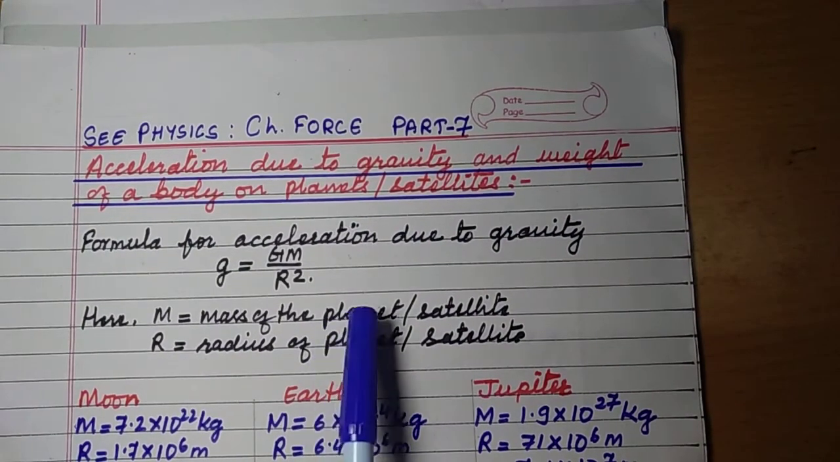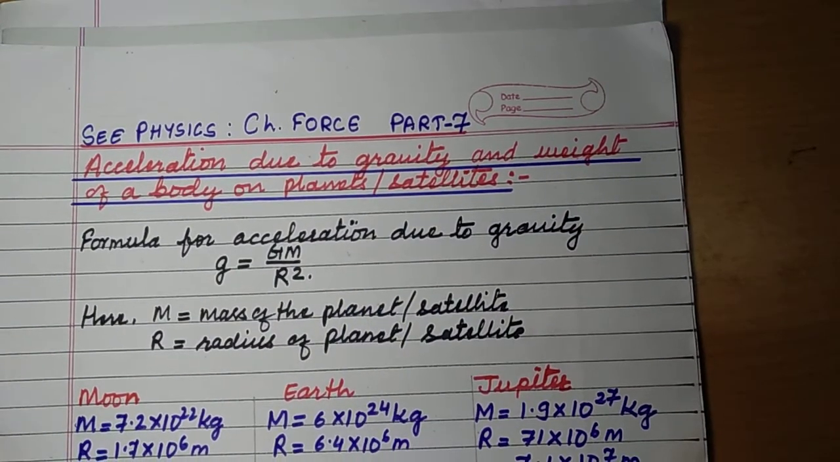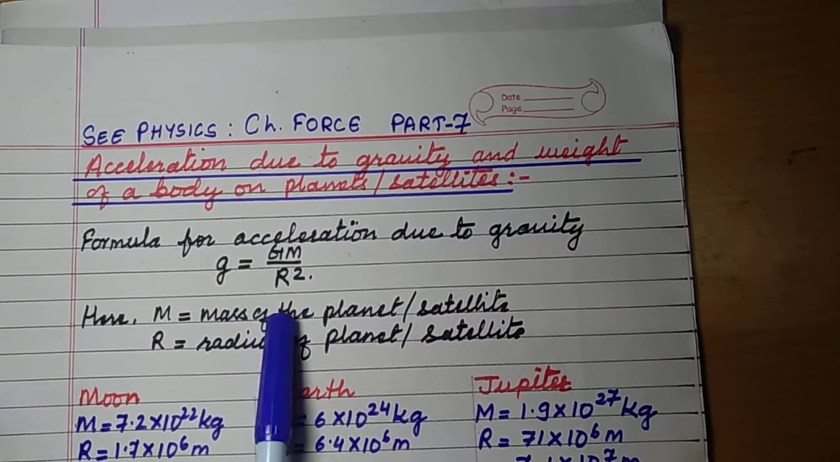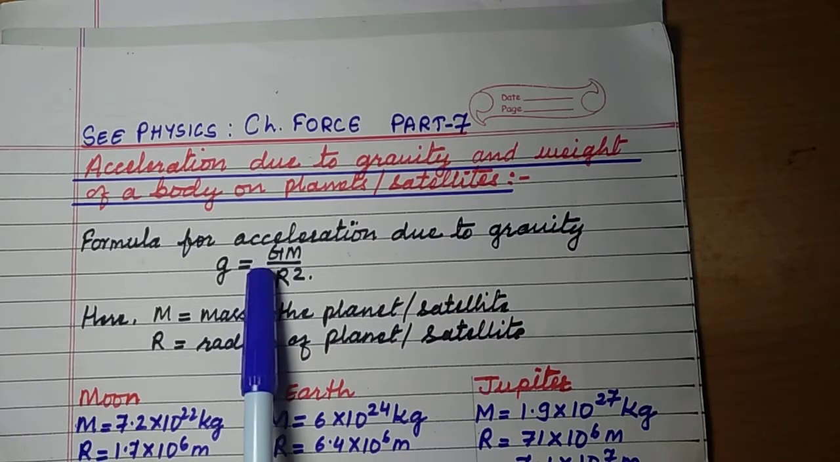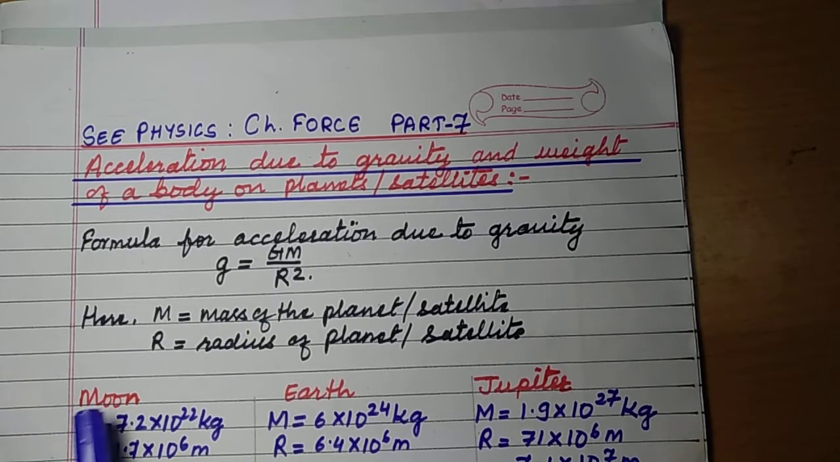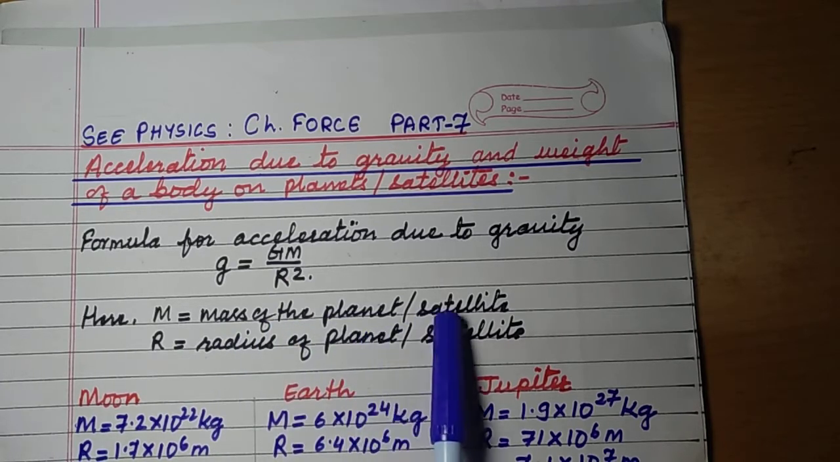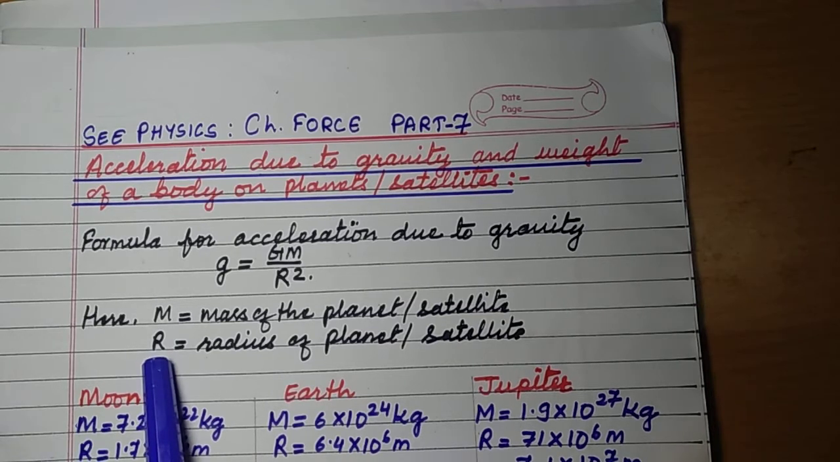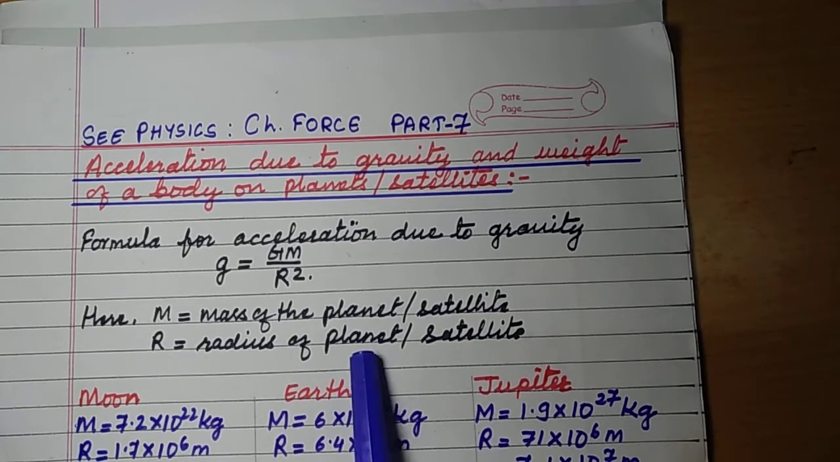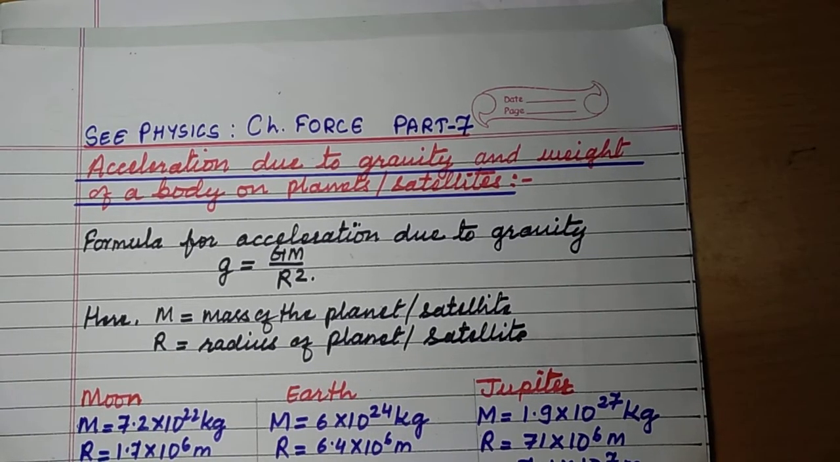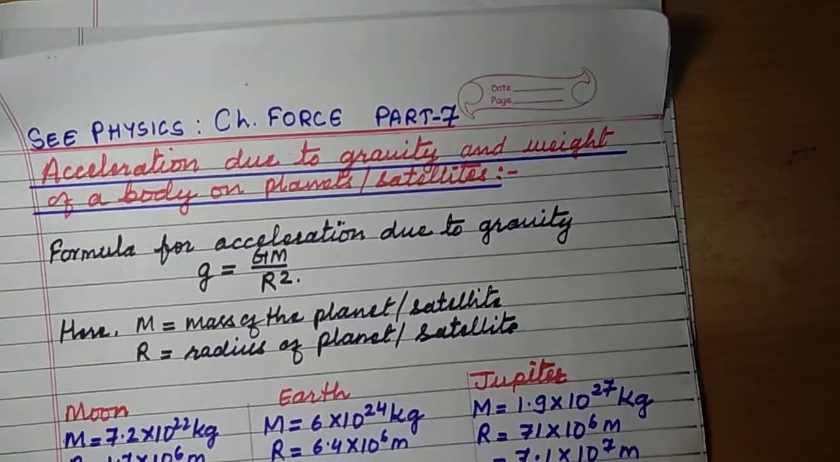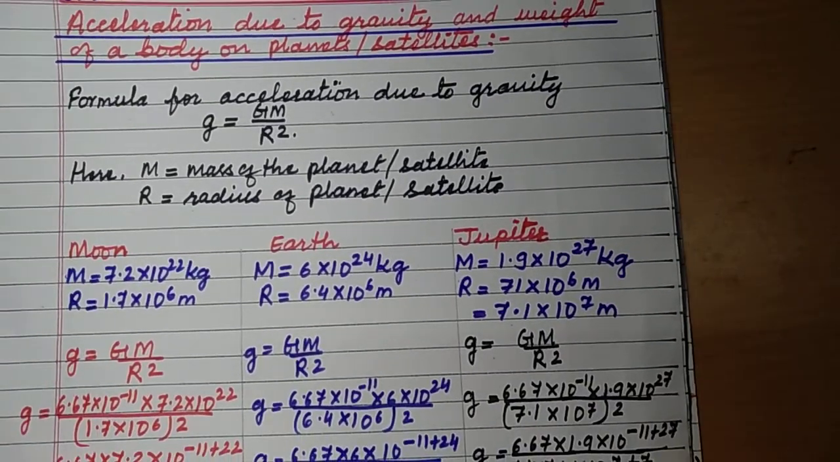Now, the formula for acceleration due to gravity is g equal to GM by r square. In this formula, capital G is the universal gravitational constant, and capital M is the mass of the planet or the mass of the satellite, which is a constant quantity, and capital R is the radius of the planet or the radius of the satellite. Now we are going to see these values in three cases.